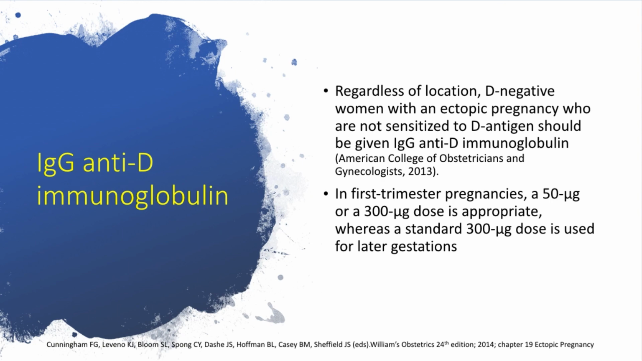Regardless of location, D-negative women with an ectopic pregnancy who are not sensitized to D antigen should be given IgG anti-D immunoglobulin. Now, in the first trimester of pregnancy, a 50 microgram or a 300 microgram dose is appropriate, whereas a standard 300 microgram dose is used for later gestations.